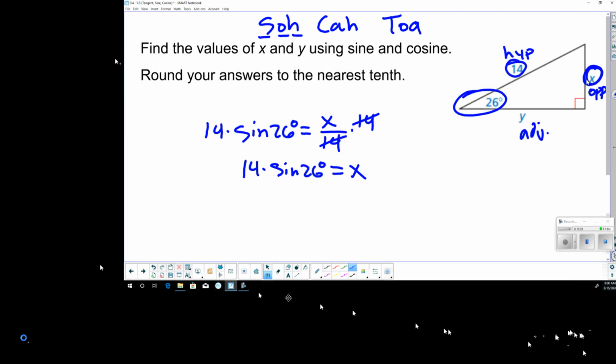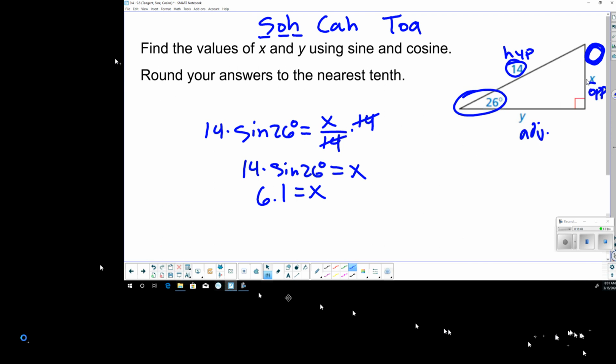I'm going to go 14 times, and I just plug in the sine of 26, and it knows what the sine of 26 degrees is. I hit enter, and 14 times the sine of 26 degrees comes out to be 6 point, let's see, this is to the nearest tenth, so I'm going to round it: 6.1 is what x comes out to be. So we know that this side right here, x, is 6.1.